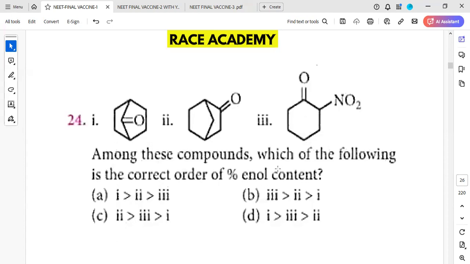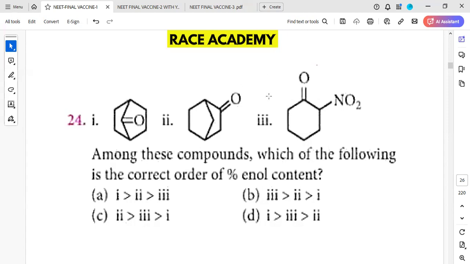Next, 24. Like we discussed in the previous questions also, the same thing: bridged oxygen is there, highly unstable one. Whenever oxygen is present at the bridge head carbon, then that is highly unstable. So the first one is highly unstable among these.